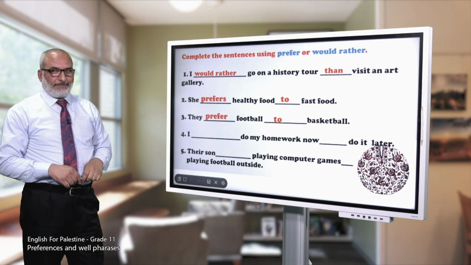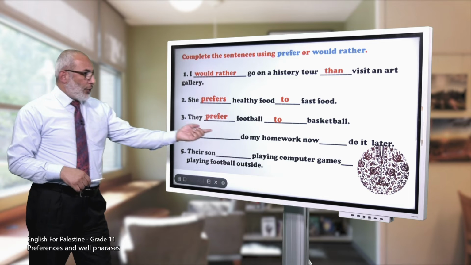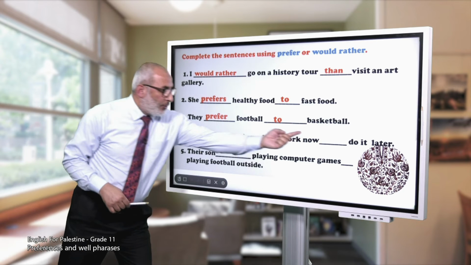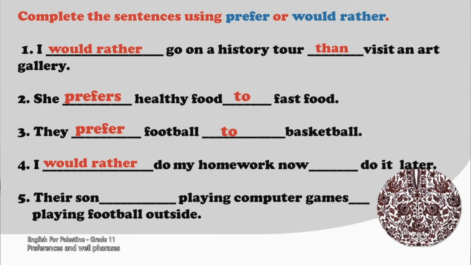Number four. Yes, do, infinitive. Do, infinitive. We use would rather. I would rather or I'd rather. Be careful, we can use the short form of would, I'd rather. Do my homework now, than do it later.